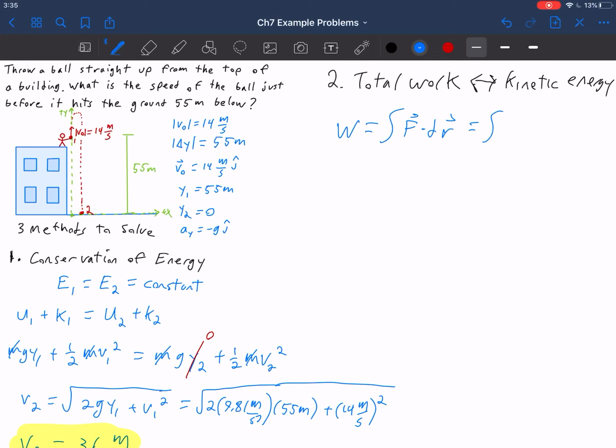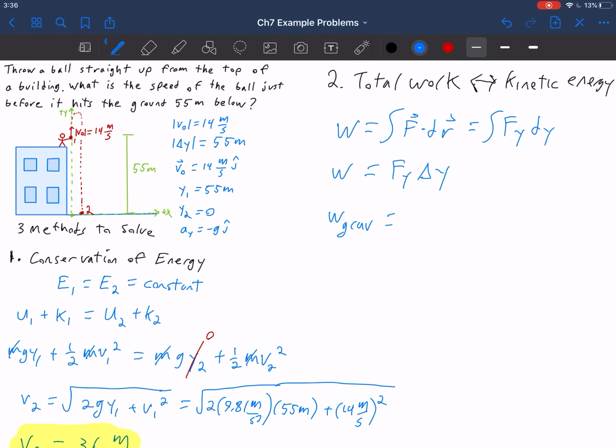This simplifies into the y component of our force, dy, and the y component of our force is a constant, so this simplifies even more to Fy times the displacement in y. Alright, so that's not so bad. So if I want to figure out the work done by gravity as this ball falls, well, I just have to plug in what is the force of gravity.